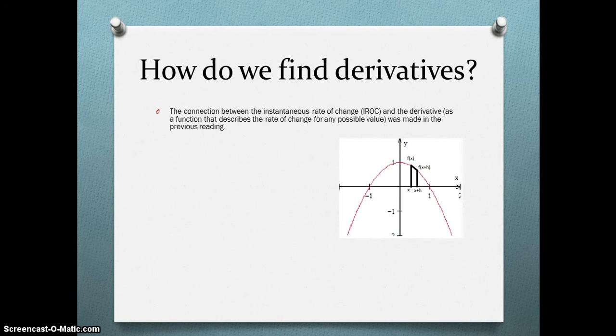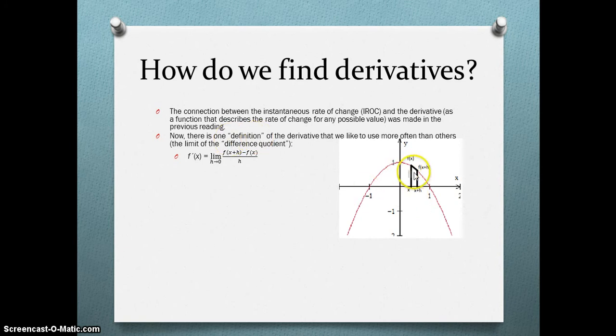The connection between the instantaneous rate of change, or IROC, and the derivative, which is a function that describes the instantaneous rate of change for any possible value, was made in a previous reading. There's one definition, however, that we're going to use more often than others, and that's called the limit of the difference quotient. In this case, we're going to look at the difference quotient of f of x plus h minus f of x over h, which is represented by the diagram over here to the right.